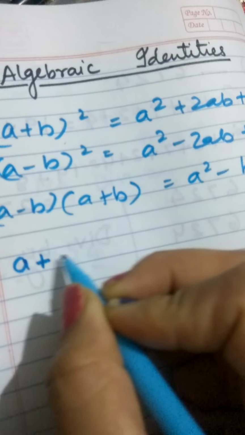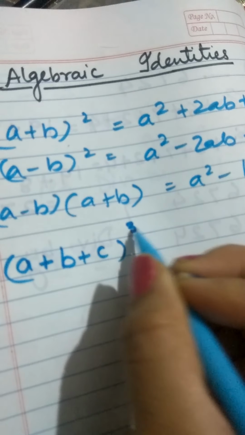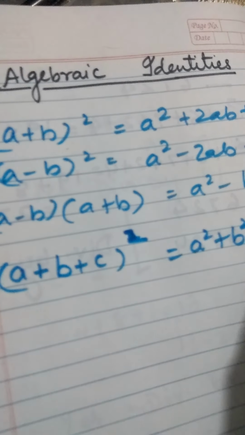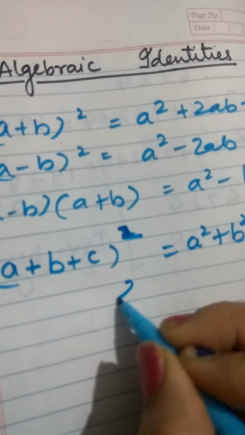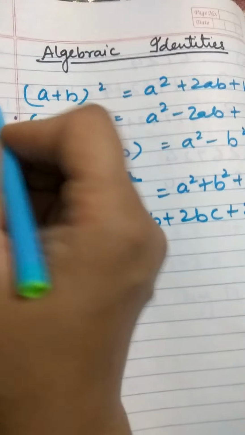Now we come to the identities that you are going to learn in class 9 only. (a plus b plus c) whole square is equal to a square plus b square plus c square plus 2ab plus 2bc plus 2ca. So like this. Then we come to the next.